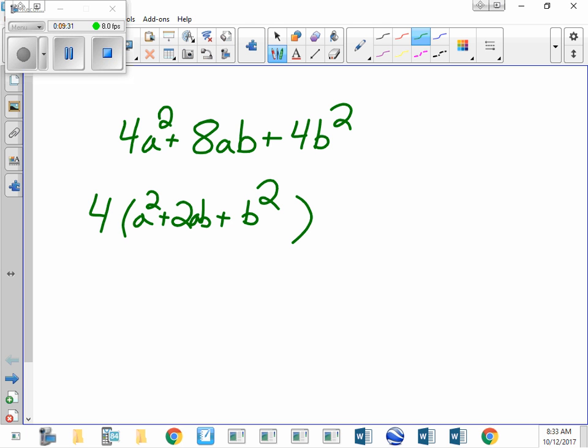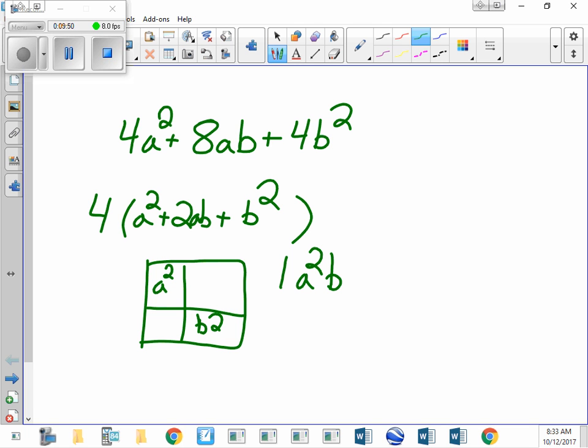Now, this looks really tricky, but the rules are exactly the same. Draw a box. A squared and b squared. What happens when I multiply those together? I get, and I'm going to write 1 a squared b squared. Are there factors of a squared b squared that add to be 2ab? This one's a little tricky. Let me do a different one.